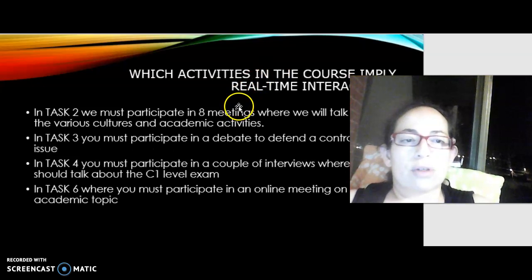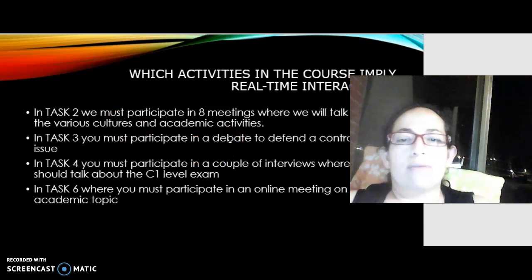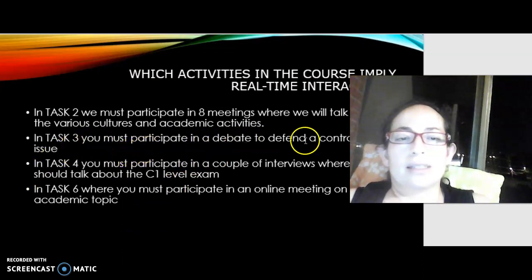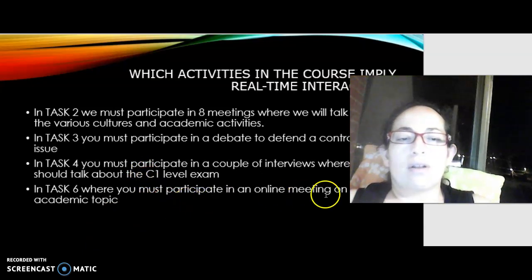Which activities in the course imply real-time interaction? In task 2, we must participate in 8 meetings where we will talk about various cultural and academic activities. In task 3, you must participate in a debate to defend a controversial issue. In task 4, you must participate in a couple of interviews where we should talk about the C1 level exam. In task 6, you must participate in an online meeting on an academic topic.